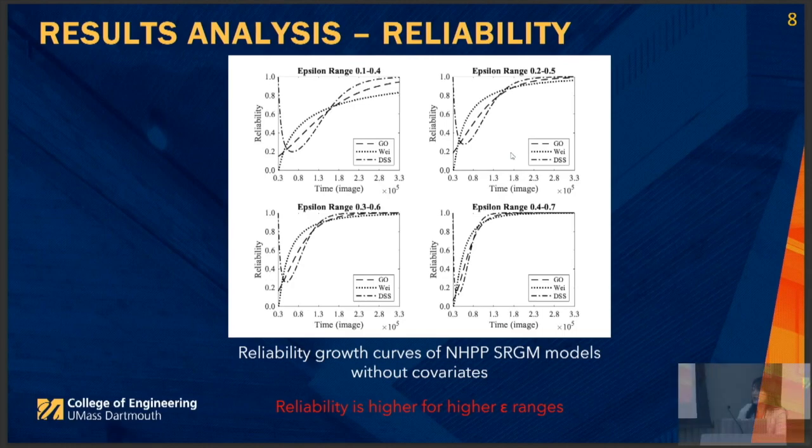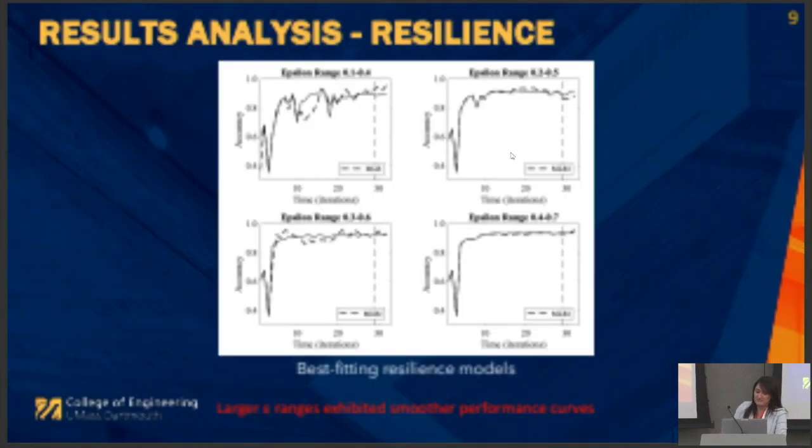Here we have the reliability plot for all the cases. For the case that the epsilon range was higher, the reliability of the system goes faster to 1, which is expected since the attacks are easier to be detected in that case. In the other cases, they still go to 1, but take a longer time.